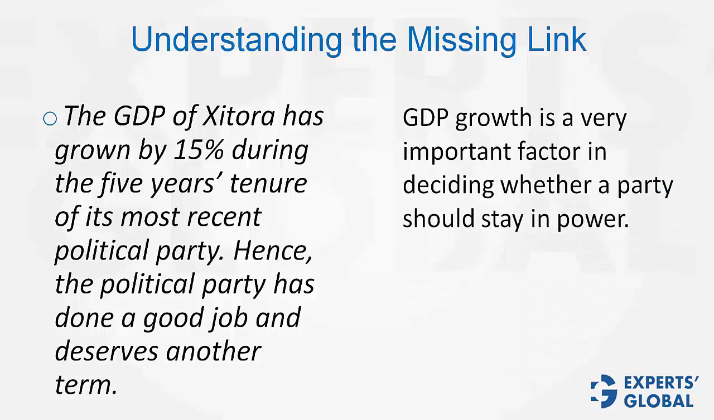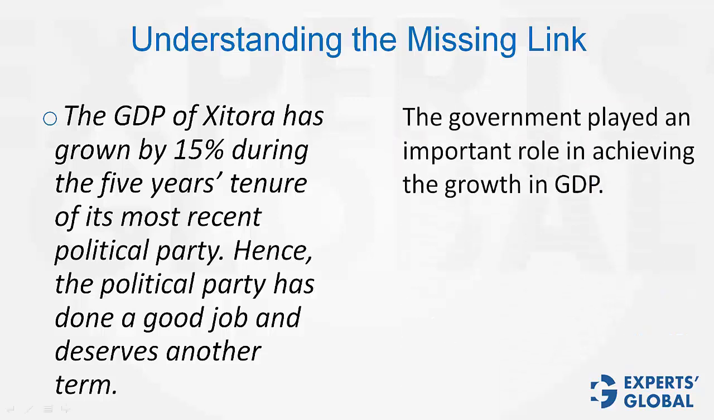Look at this. GDP growth is a very important factor in deciding whether a party should stay in power. Since the conclusion is based only on the GDP growth, addressing that GDP growth is a very important factor in deciding whether a party should stay in power tends to fill the missing link. So this is another way. Look at this one. That the government played an important role in achieving the growth in GDP also tends to fill the missing link. That's another way of filling the missing link.